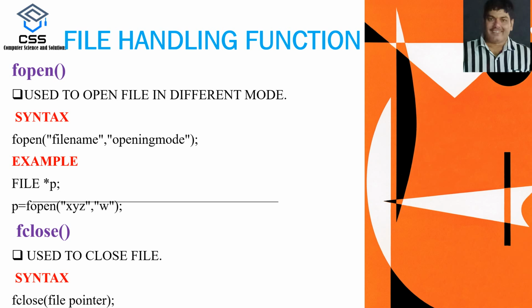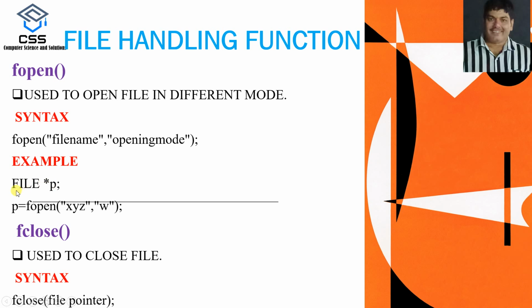First function is fopen. What is the work of fopen? Fopen is used to open the file in different modes, and the opening mode may be read mode, write mode or append mode. If it is read mode, the symbol is R. If it is write mode, the symbol is W. If it is append mode, the symbol is A. What is its syntax? Fopen, file name and opening mode. File name may be anything you want to give. Opening mode may be read mode as R, write mode as W, append mode as A.